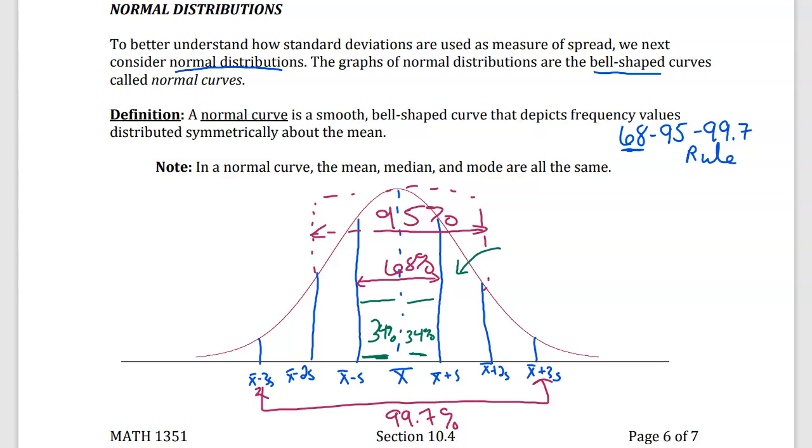Now to find the values that go in here, what we're going to do is take 95 minus that middle 68, because remember that 95 includes this 68, so we've got to subtract out that 68, and then divide by 2 to get this part out here. So if we take 95 minus 68 and divide by 2, that's going to give us 13.5% in each of these little bitty portions.